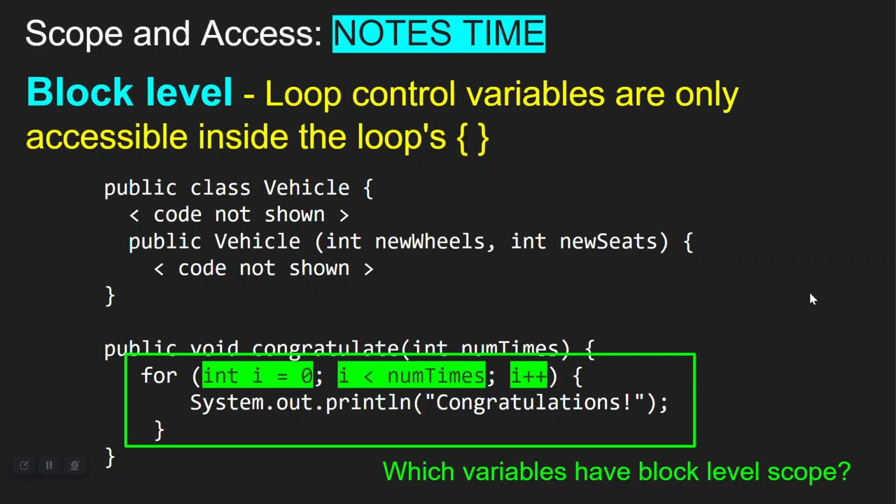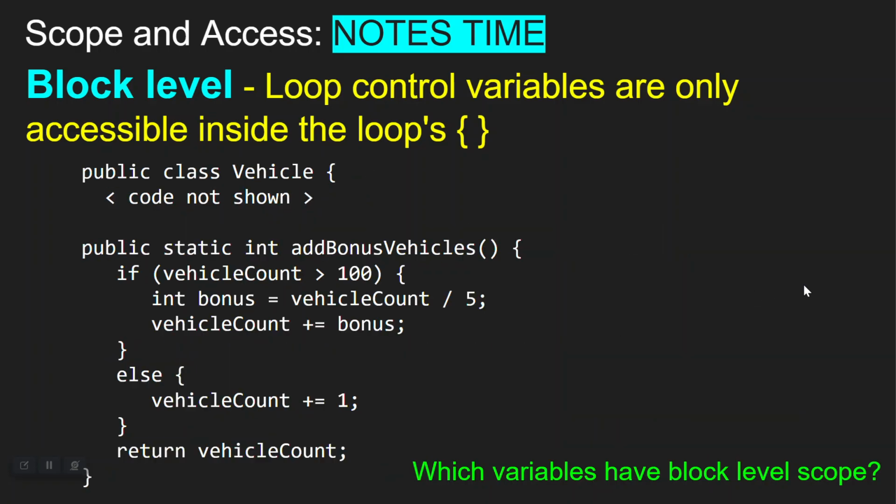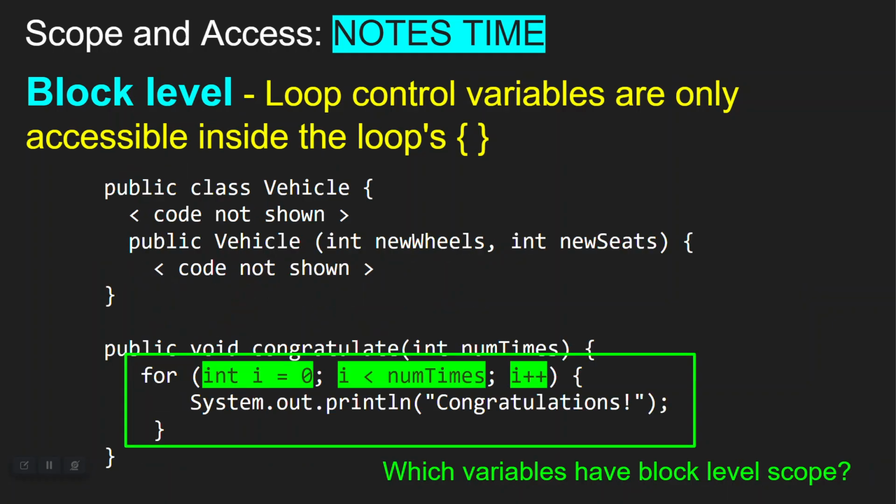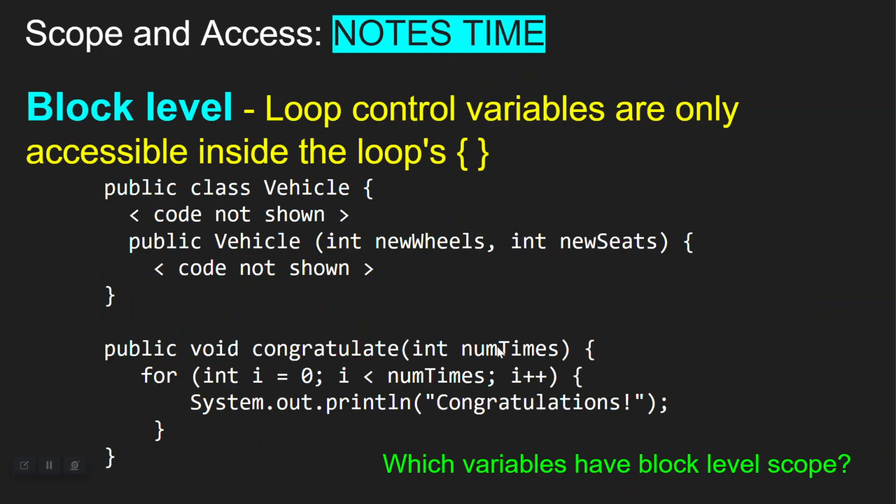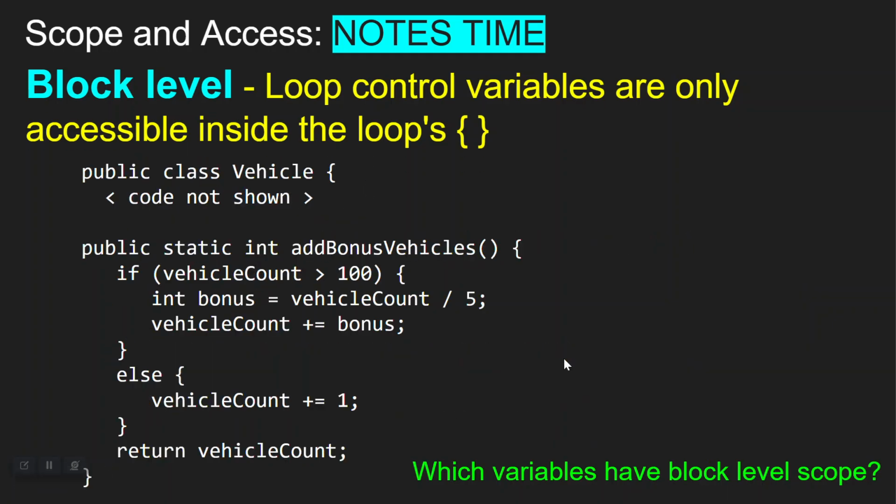So there you go. That's block level scope, basically loop control variables, which may be inside a method like you see right here. Anyways, let's look at another one here. Let's see if we can find some other variables that have block level scope. I'm going to encourage you to pause the video and see if you can go through and find any variable on this slide that has block level scope.